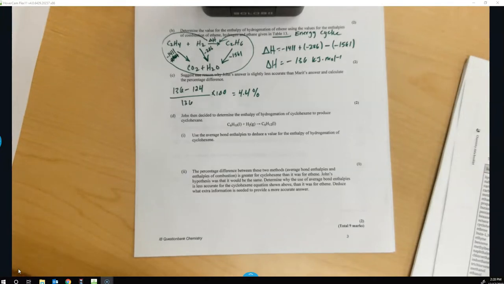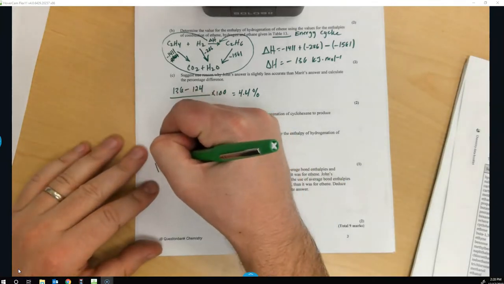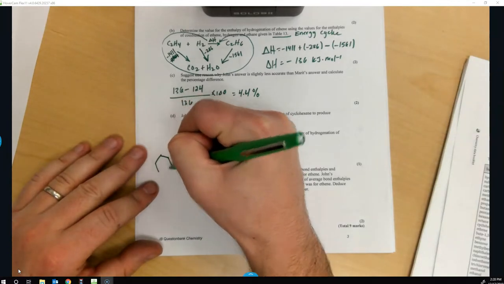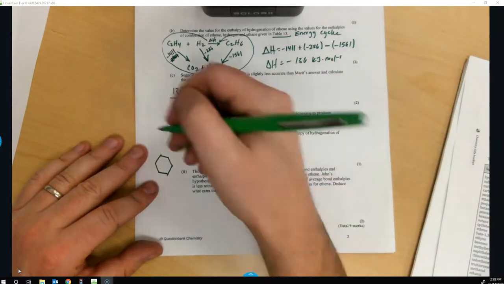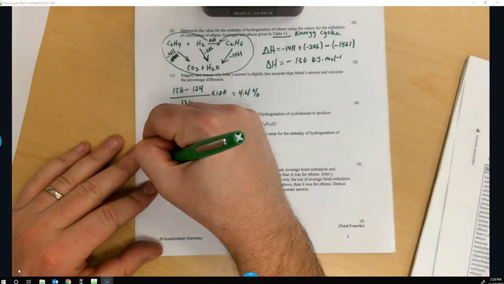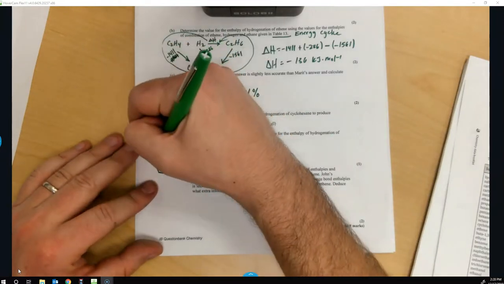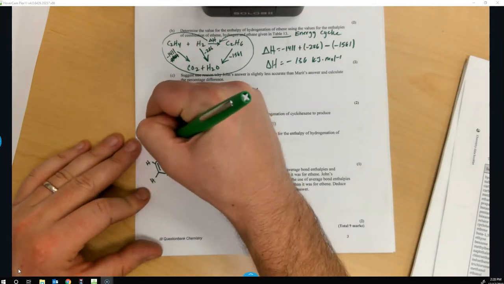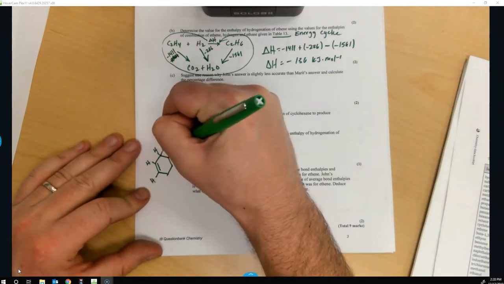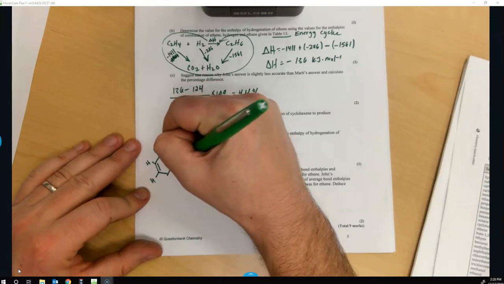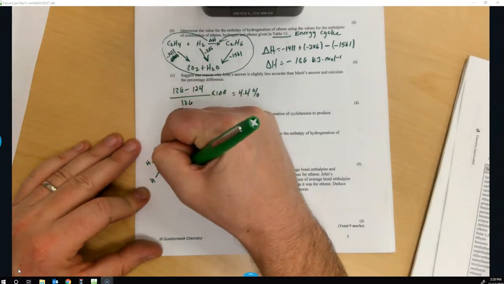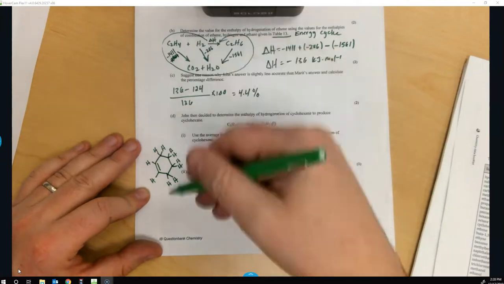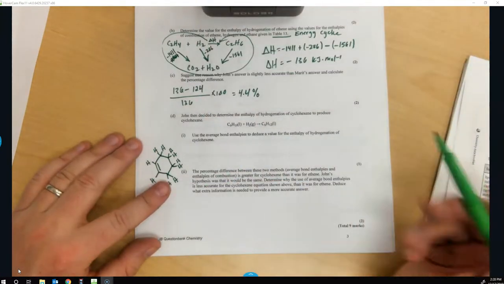Use average bond enthalpies to deduce a value for the enthalpy of hydrogenation of cyclohexene. So I'm going to actually draw the structure for you. So cyclohexene is an alkene with a six-membered ring. The ene tells us it's going to have one double bond. So wherever there's a double bond, we're going to have one hydrogen, and wherever there is a single bond, there's going to be two hydrogens. I would say the toughest part of this problem, and the reason why they give you two bond enthalpy problems and one overall problem, is the structure of this compound.